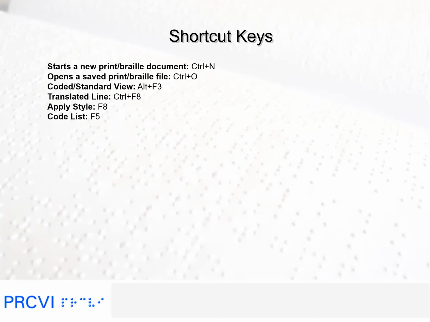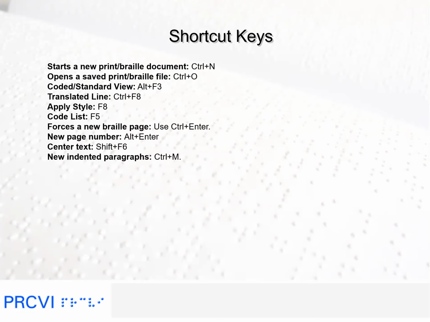F5 key on your keyboard shows the code list. Control Enter forces a new Braille page. Control plus Enter gives you a new print page number. Shift plus F6 centers your text. Control plus M starts a new indented paragraph. Control plus T translates to Braille or vice versa.